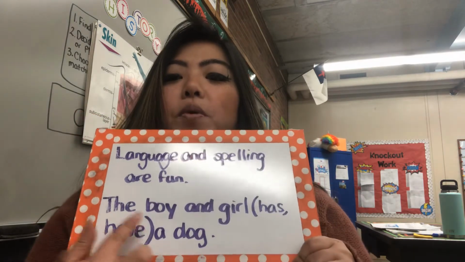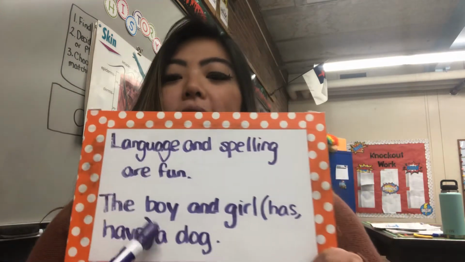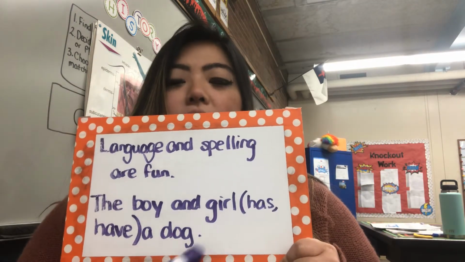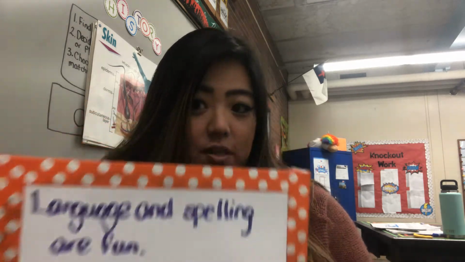This next one, the boy and girl has or have a dog. The subject would be boy and girl. That is two. It's joined by and, so it would actually be have. The boy and girl have a dog. So let's look closely at page 235. Mr. Stevens and his family have gone. You would use have, which is plural, because there's more than one. It's Mr. Stevens and then family.